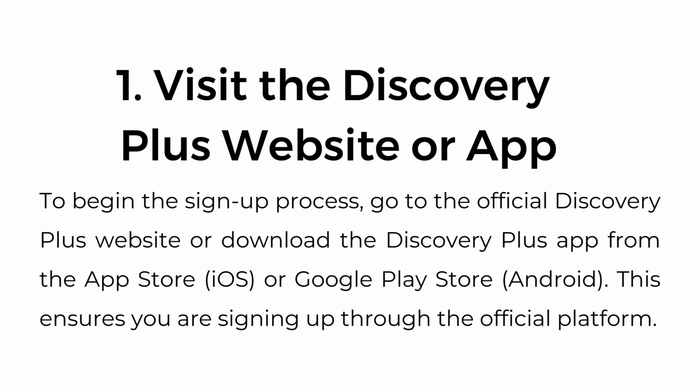1. Visit the Discovery Plus website or app. To begin the sign-up process, go to the official Discovery Plus website or download the Discovery Plus app from the App Store, iOS, or Google Play Store, Android. This ensures you are signing up through the official platform.